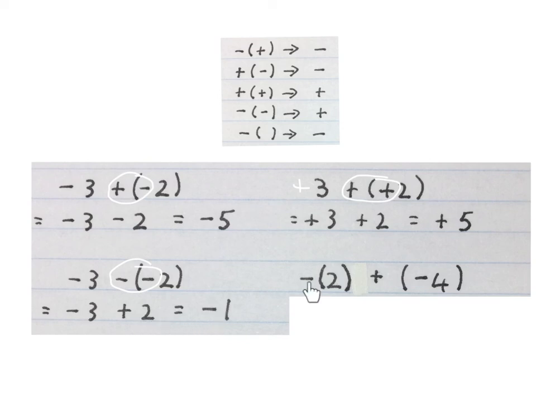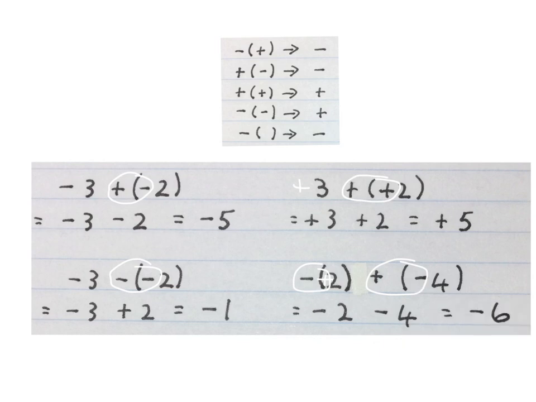Next we have minus, bracket, 2, close the bracket, plus minus 4. Because there's nothing in front of that 2, there's a plus. The minus and the plus are different, it makes it a minus 2. Plus and the minus is different, makes it a minus 4. Final answer, minus 6. Please stop the video and get your brain around this.